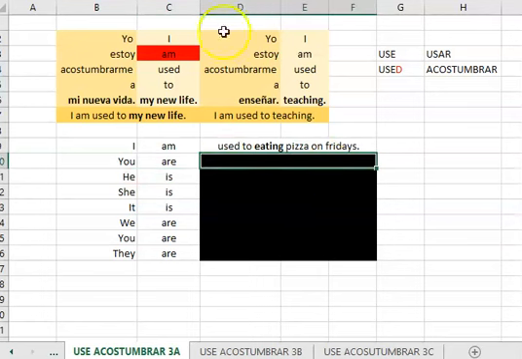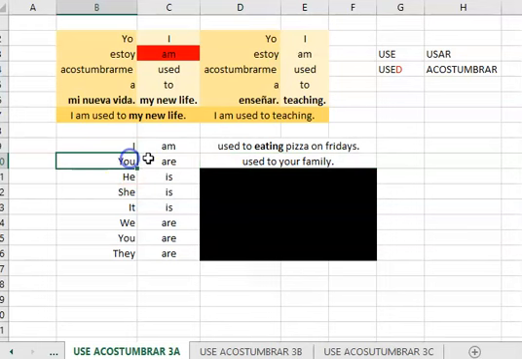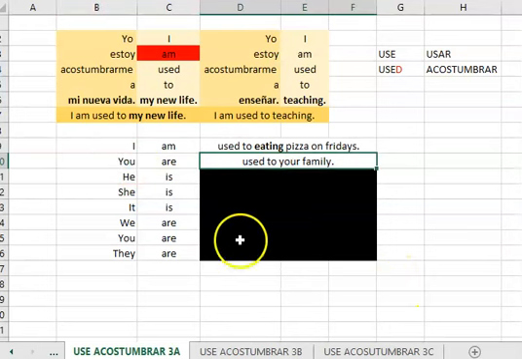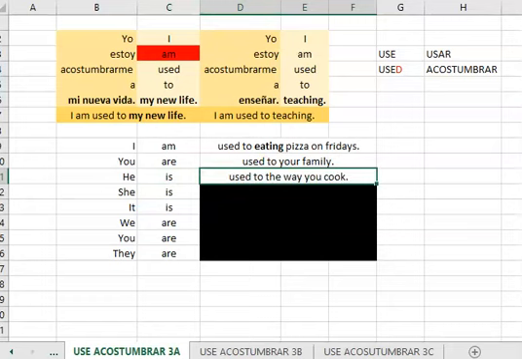You are used to your family. Now, it's not an action that we're used to, but instead it's your family. So this obviously doesn't get an ing because it's not like we're going to put an ing on family, right? So we say, you are used to your family. He is used to the way you cook. What would this be in Spanish? Yes, very good. Él está acostumbrado a la manera en que cocinas. Very good.